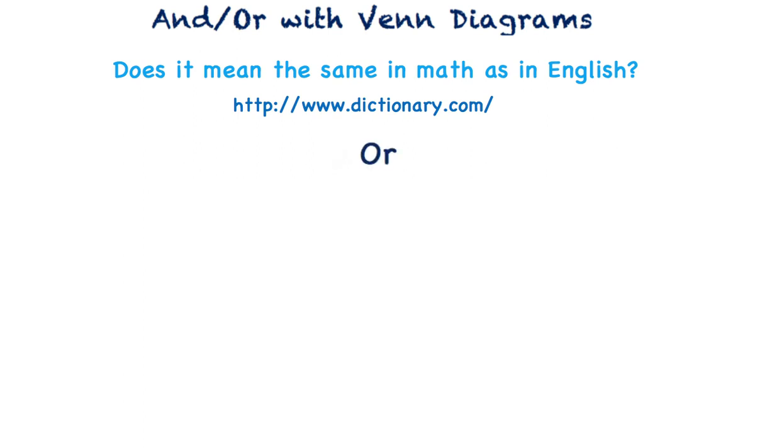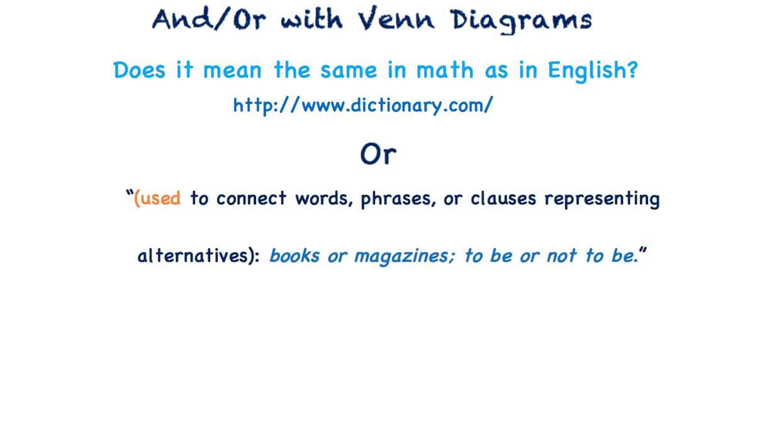Now or, from dictionary.com, used to connect words, phrases, or clauses representing alternates. Some examples would be books or magazines. Another one would be to be or not to be. This is meaning you have to pick. It is one or the other, not both.